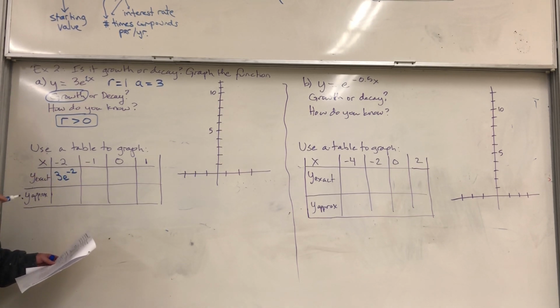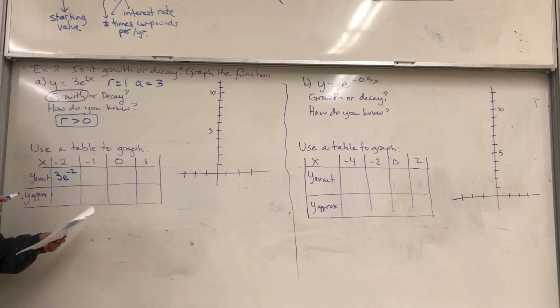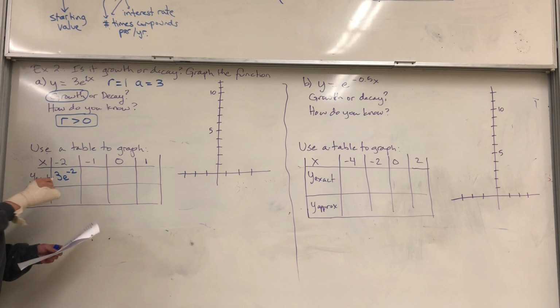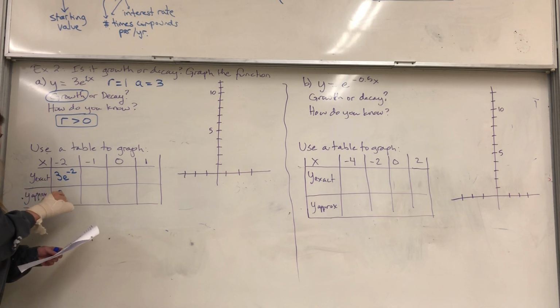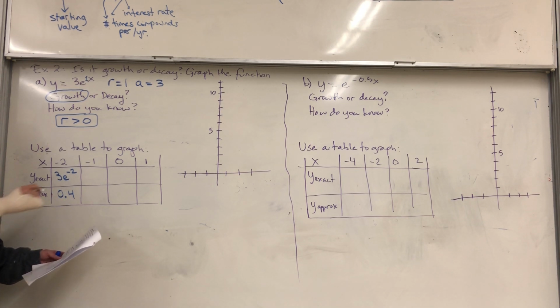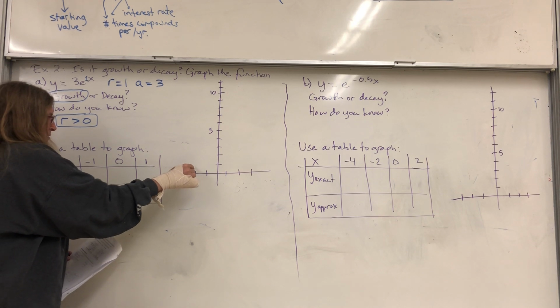Right? So if I plug in x as negative 2, I get 3e to the negative 2. So you can just punch that into your calculator, and if you do, you get approximately 0.4. So that means the point negative 2, 0.4 is on our graph. So let's just put it right about there.